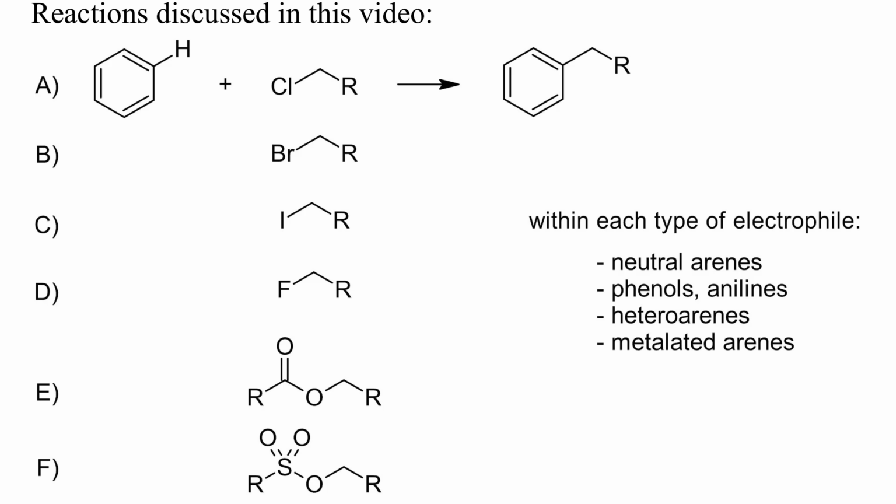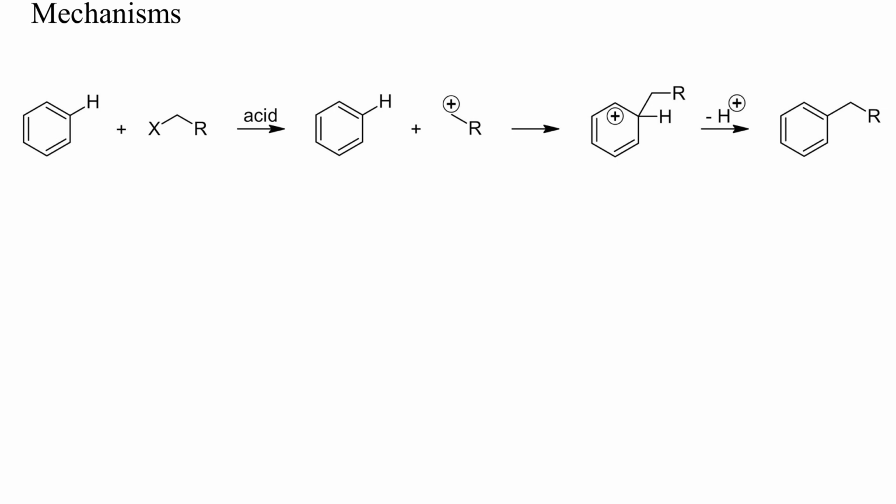Within each type of electrophile, I'll first show you examples of the alkylation of neutral arenes, then of phenols and anilines, then of heteroarenes, and finally of metallated arenes, including transition metal chelates. The alkylation of aromatic compounds by alkyl halides can proceed under acidic, neutral, or alkaline conditions.